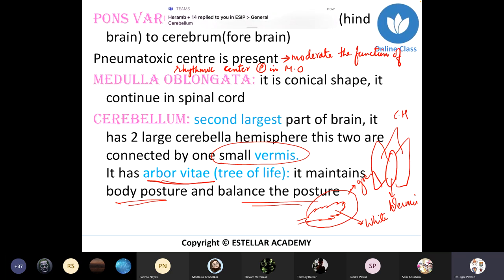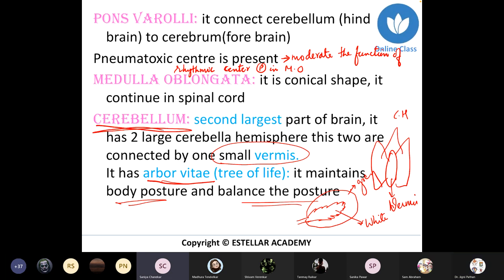Are you all understanding? Yes, tell me. Ma'am, the two hemispheres are connected by a small vermis. Yeah, small vermis. What about the corpus callosum? This is the cerebellum, a part of the hindbrain. Cerebral hemisphere is different; we're talking about the part of the forebrain. Oh, sorry, ma'am, I just got confused. Got it now? Yes, ma'am. Don't get confused. We're talking about the parts of the hindbrain.